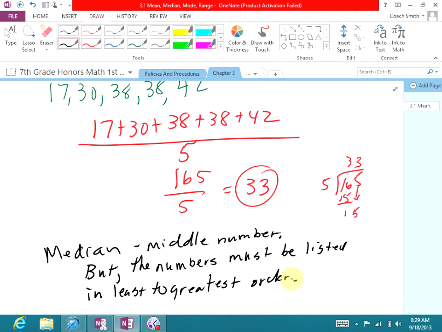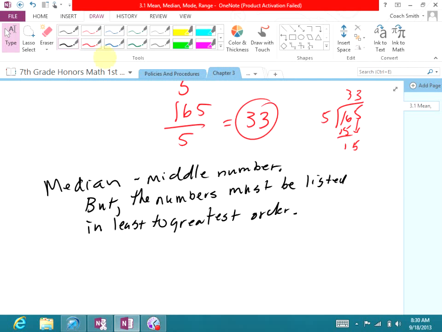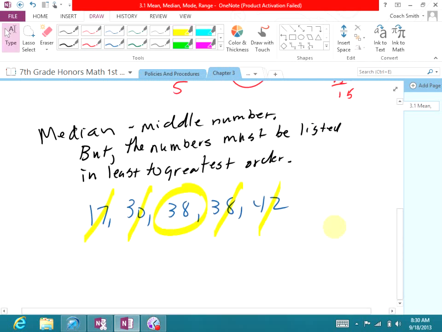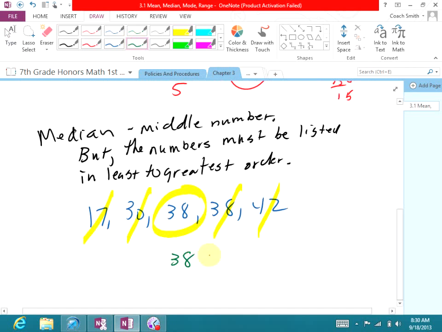Now, if we take our same set of numbers, 17, 30, 38, 38, 42. When you have a small number of numbers like this, the easiest way to do it is just start marking out the numbers. There's your middle number. Works okay when you have a small amount of numbers. When you have a large number of numbers, then it gets a little more difficult. But for our purposes right now, 38 would be the median.